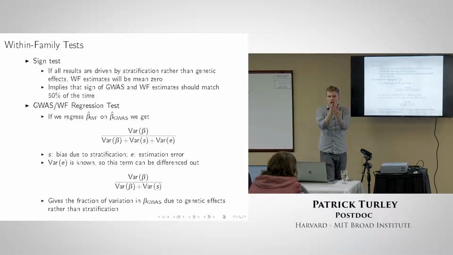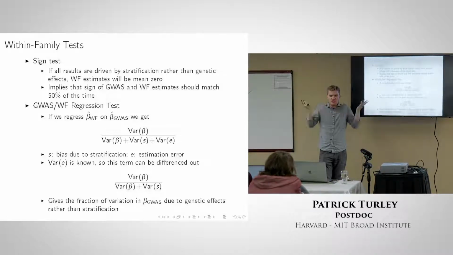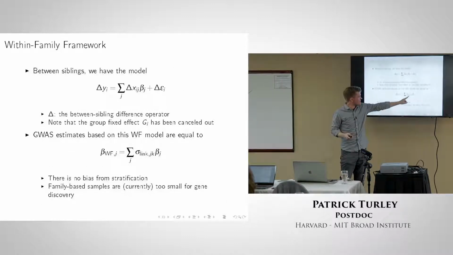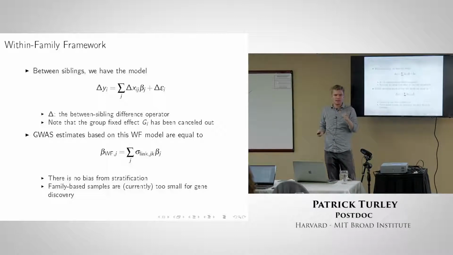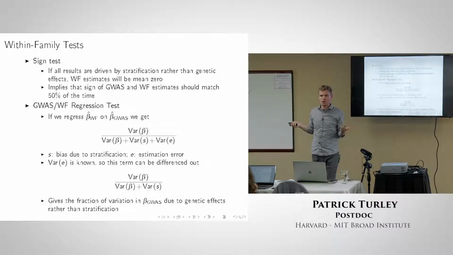And so we could look at how frequently the signs match in our within family estimates and our GWAS estimates. If it's true that there's actually no genetic effect, then they should only match 50% of the time, because it would just be by chance that they would match. On the other hand, if there's a true genetic effect, then there's this common term. This term exists in both of them, and so it'll cause the sign concordance to increase. And so we have a pretty clean test here that will say, okay, is it true that all of our signal is due to population stratification? So we can do that.